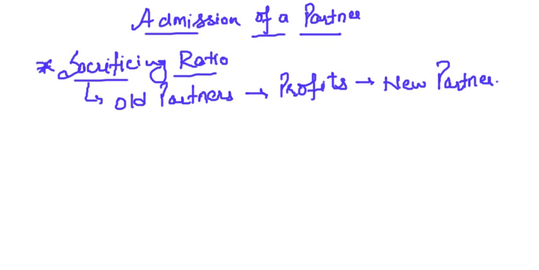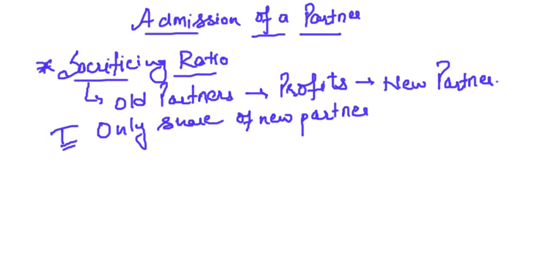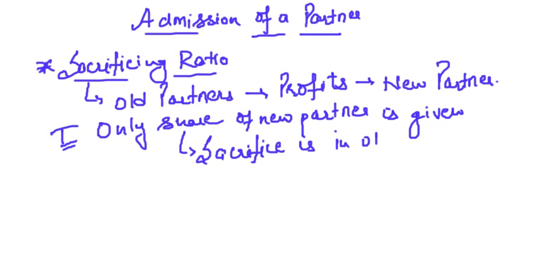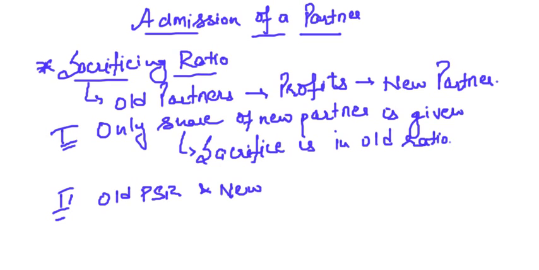In the sacrificing ratio, we discussed two cases. Case 1 was where only the share of the new partner is given, right? So what we are given is only the share of the new partner and the old profit sharing ratio of old partners. In that case, we assume that the old partners sacrifice in the old ratio. Second case was where the old profit sharing ratio and the new profit sharing ratio is given.